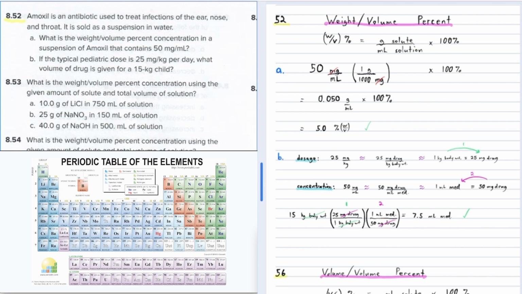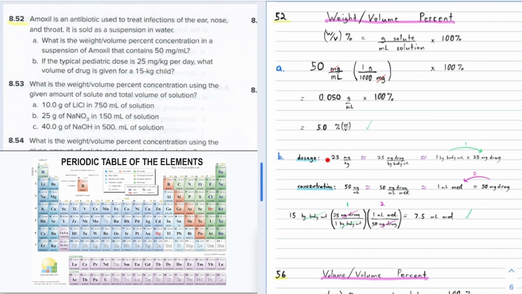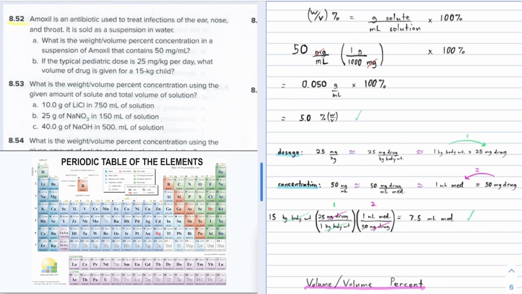And it tells us what the dose is. The dose is 25 milligrams per kilogram. What that means is 25 milligrams of drug per kilogram body weight. That's what it's talking about. 25 milligrams of drug per kilogram of body weight. And we can interpret this as if you got 1 kilogram of body weight, then that means you need 25 milligrams of drug. So here's a relation.